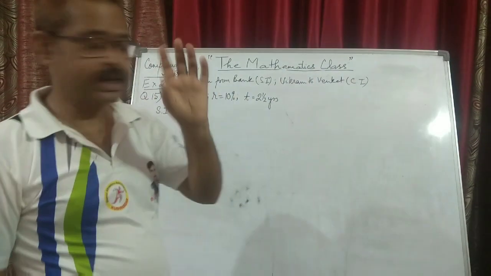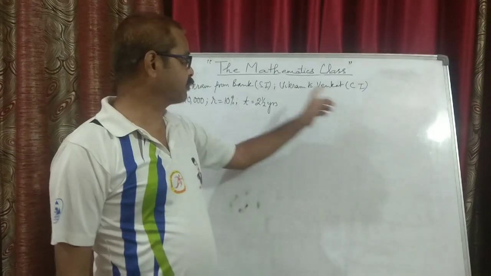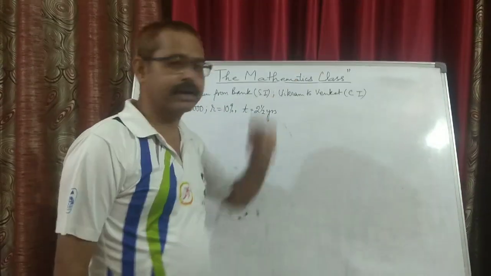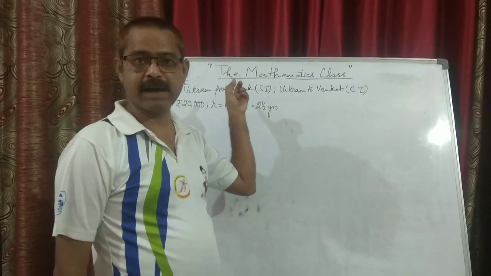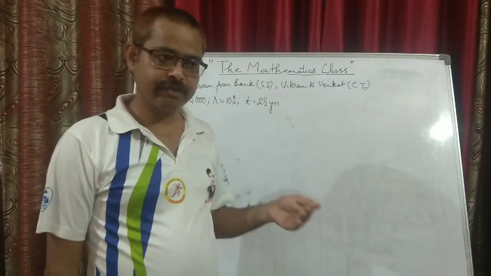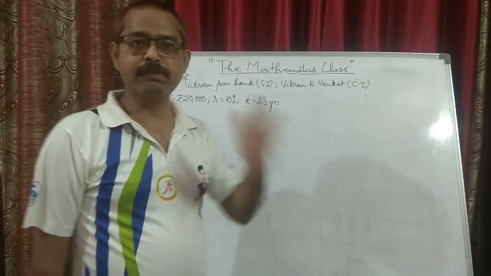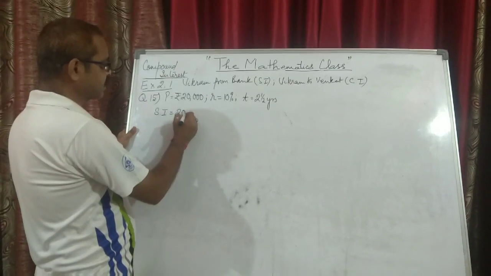I hope it is very clear that Vikram will be earning some profit while lending money to Venkat, because here he is charging compound interest, but he is paying the bank simple interest. First of all, let's calculate how much money Vikram has to give to the bank. So we'll calculate simple interest. Simple interest, you know, is PRT upon 100.